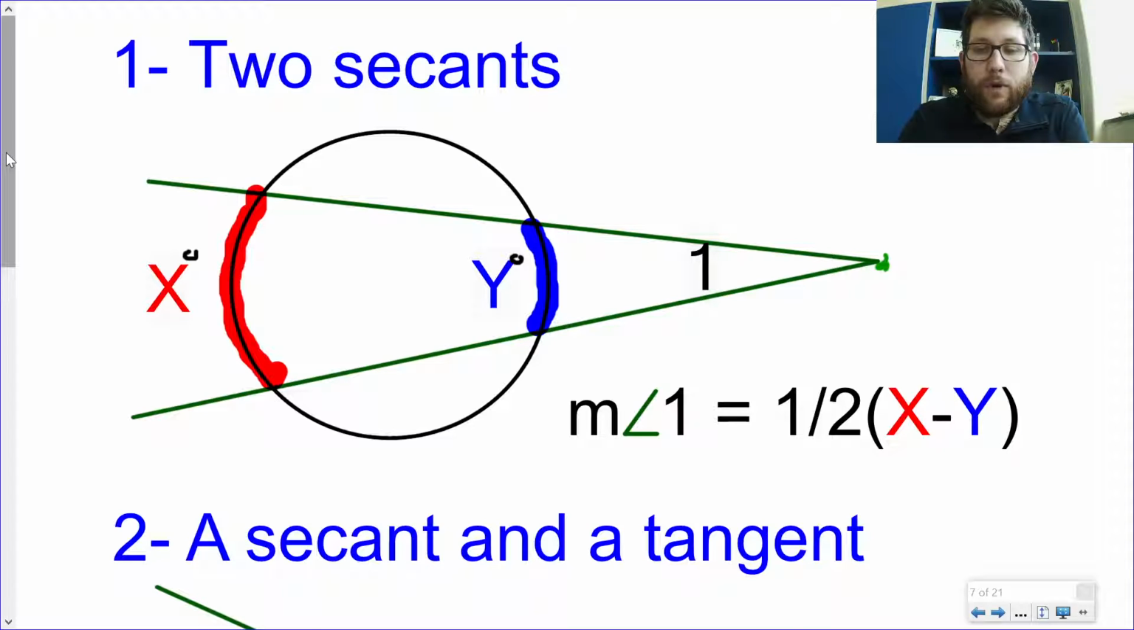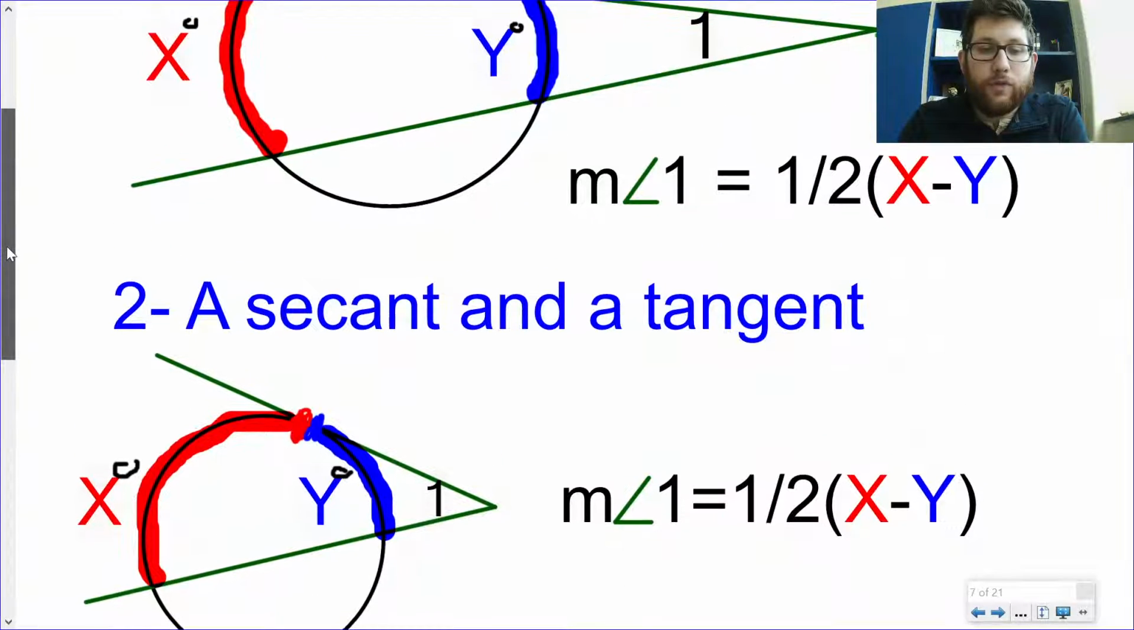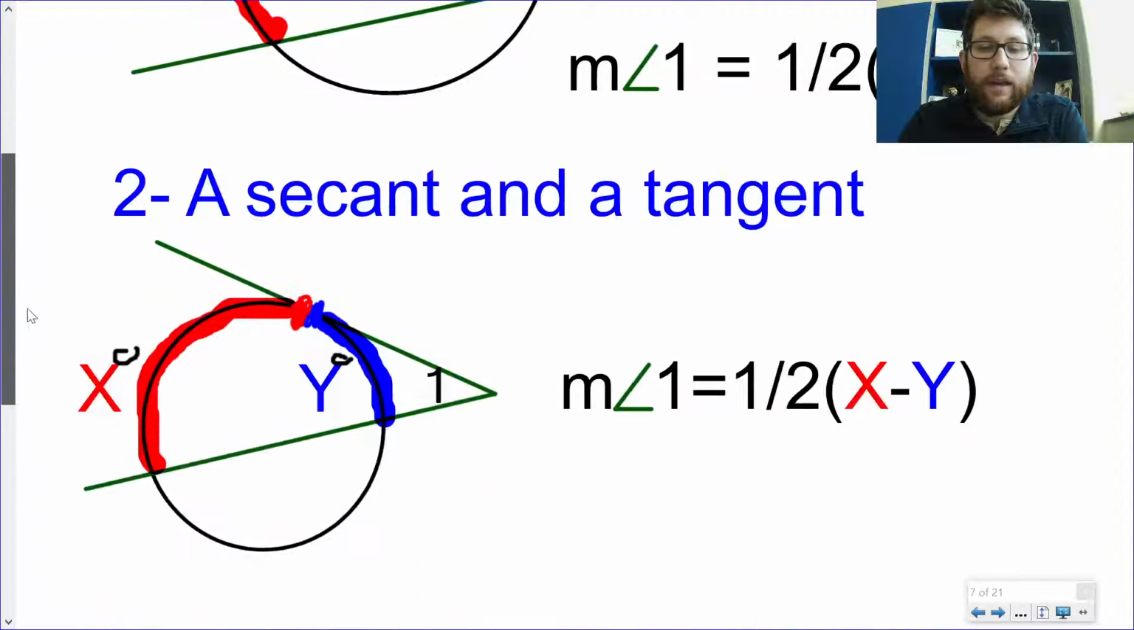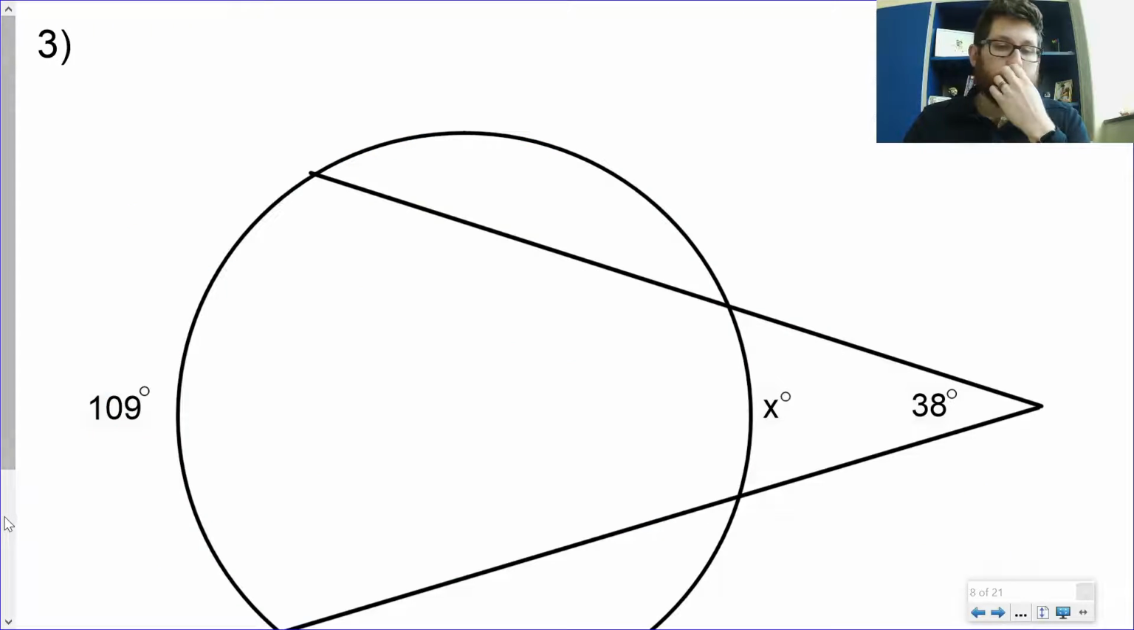But let's look at the second formula. It's the same thing. Okay, notice how the first formula and the second formula are the exact same thing. And the third formula, it's the same thing. So really, there's three different ways it can appear. There's only one formula to deal with it. And that formula is very similar to the one we did for the vertex inside the circle that was not the center of the circle. So let's set up a couple problems.